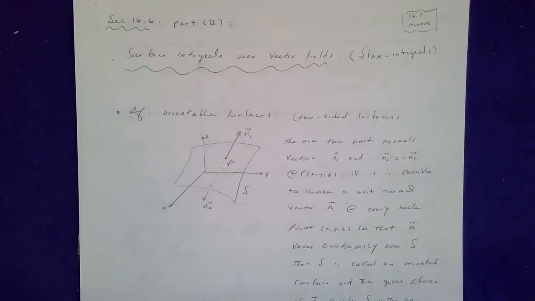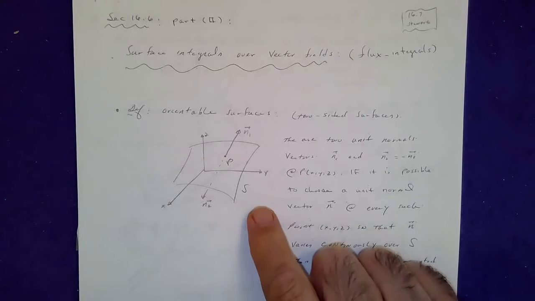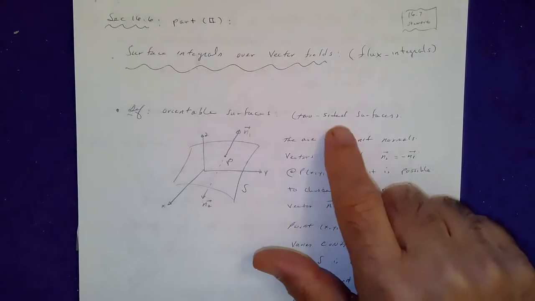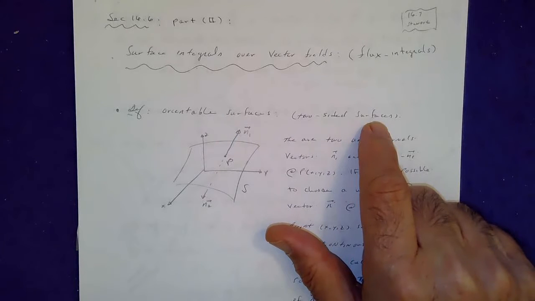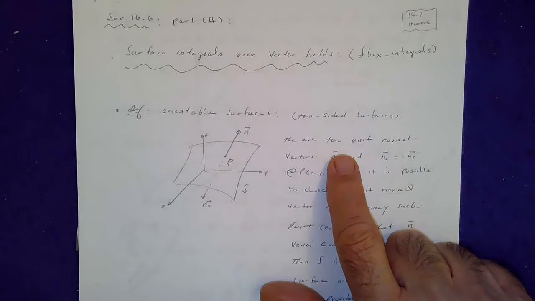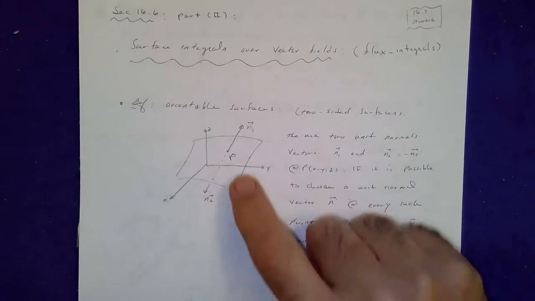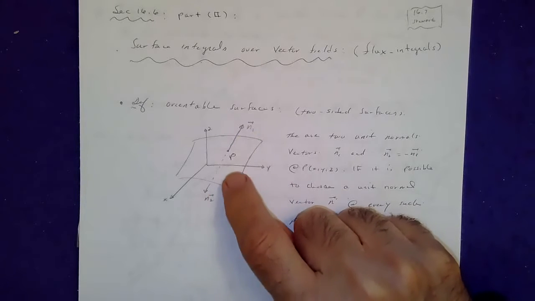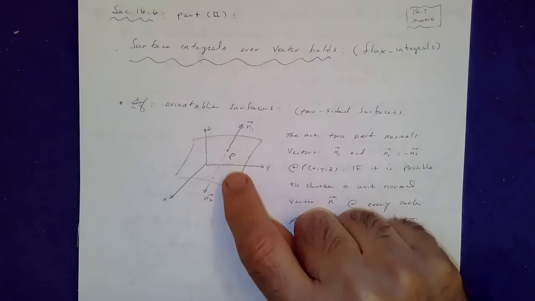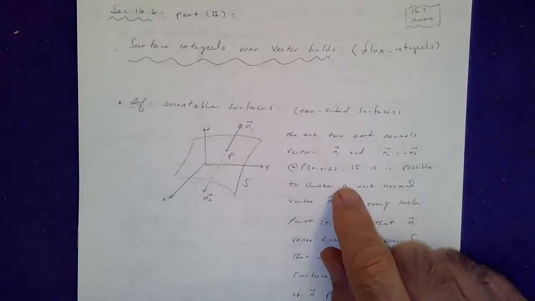Remember, orientable curves for line integrals had a direction. So these surfaces have to have a direction too. So an orientable surface is a two-sided surface. It's a two-sided surface, so we have two normal vectors. One is pointing up, the other one is pointing downwards. So n2 is the negative of n1 at any given point on the surface.